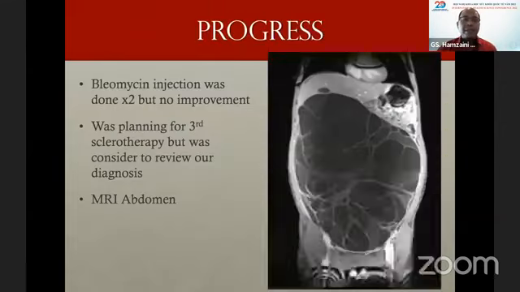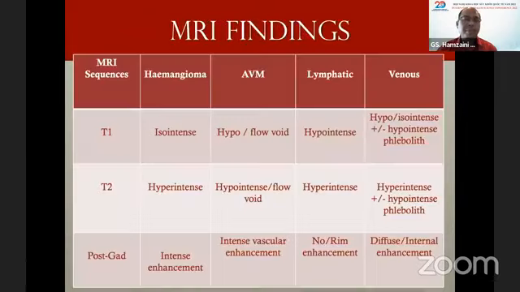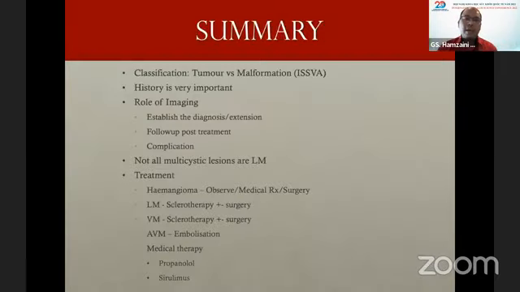Okay, so I think I will probably stop here, Deng. I will conclude. Basically, my lecture is based on the ISSVA classification, which divides into vascular tumor and vascular malformation. History is very, very important, especially in the case of hemangioma, whether it is infantile or congenital. The role of imaging is to establish the diagnosis, to see extension, and to follow up for treatment response. And not all cystic lesions are lymphatic malformation, just like in my patient with the neck swelling. We thought it was a lymphatic malformation, but it was actually a ranula cyst.